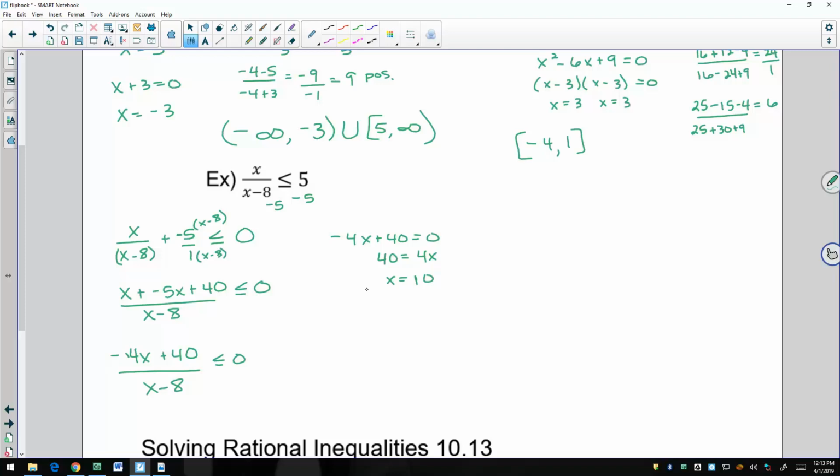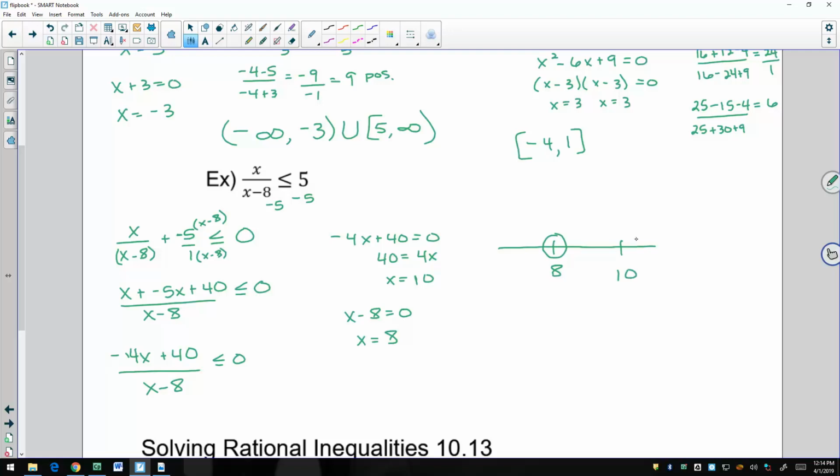Next, I have to see if there are any numbers that wouldn't work, that would make that fraction undefined, and that's when 0 is on the bottom. So you set the bottom equal to 0 as well. You end up getting x equals 8. So 8 does not work. So when you do your sign pattern picture chart, you can definitely put an open circle around 8 because that will give you an undefined answer.